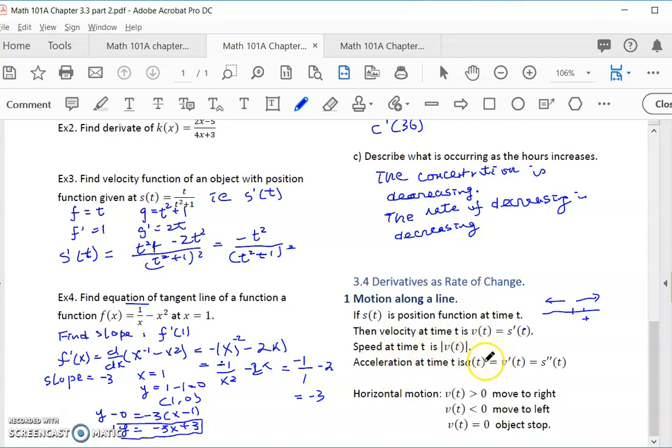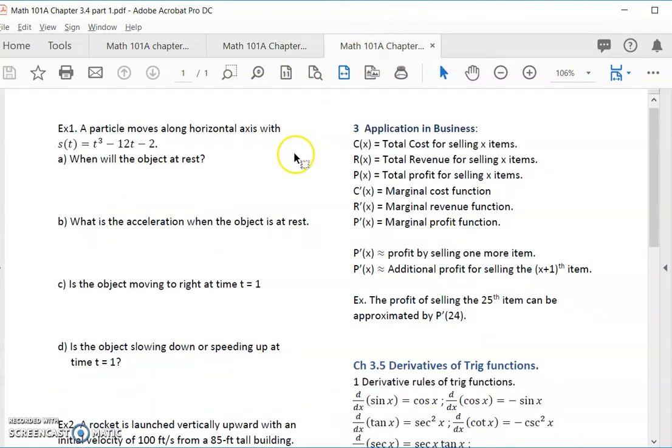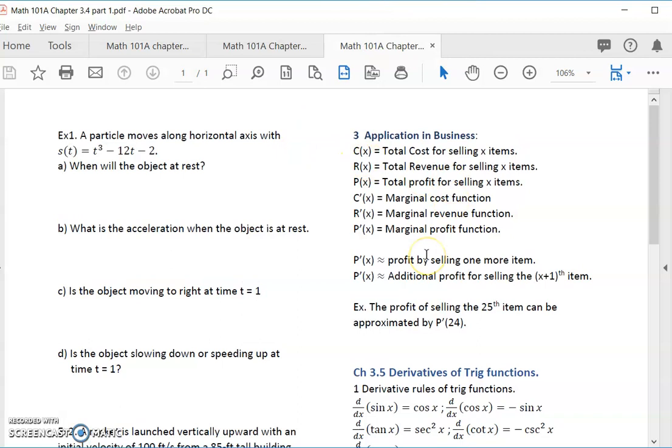Acceleration at time t is a of t, which is the second derivative of s or the first derivative of velocity. So you do the first derivative to find velocity, and then you do a second derivative to find the acceleration. And in horizontal motion, if the velocity is positive, that means you are traveling to the right. If the velocity is negative, it's traveling to the left. If the velocity is zero, that means the object stopped. Okay, so let's move on to the next page, which is an example.